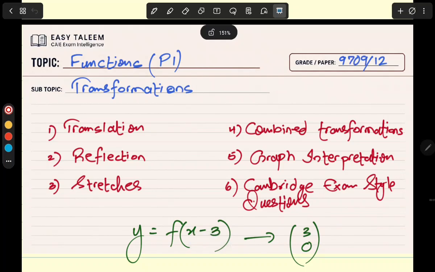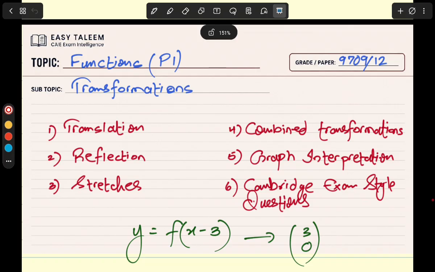In this lesson, we complete part 4 of our functions series for Cambridge International AS Mathematics 9709 paper 12. The topics that we are going to cover are translations, reflections, stretches, combined transformations, graph interpretation, and Cambridge exam style questions. If you understand transformations properly, graph questions become one of the easiest scoring areas in pure mathematics.